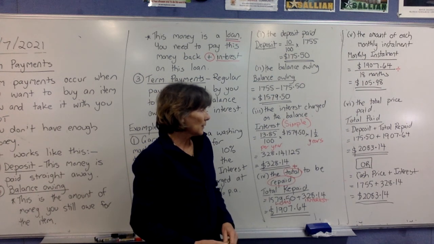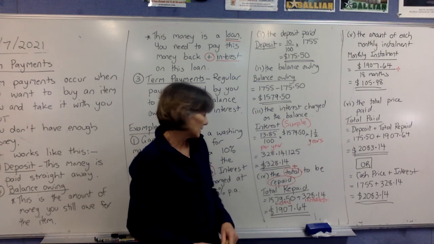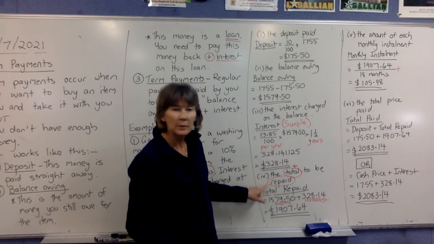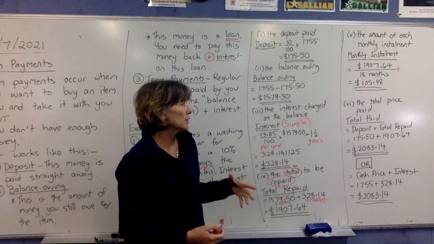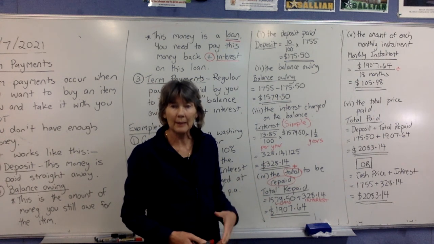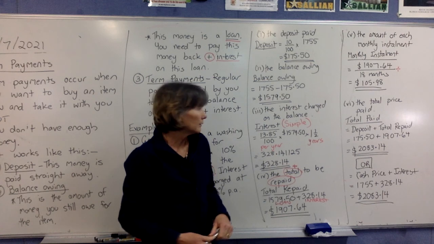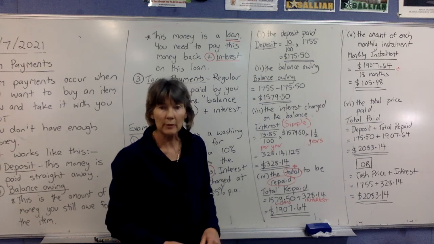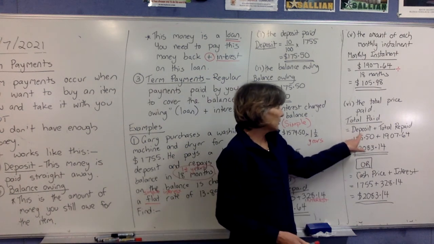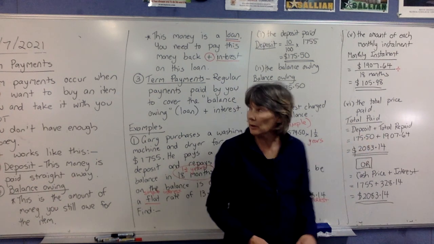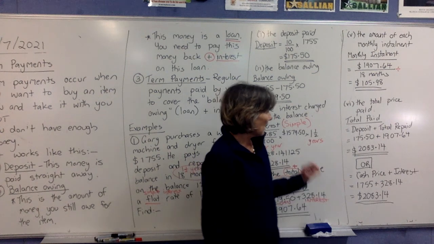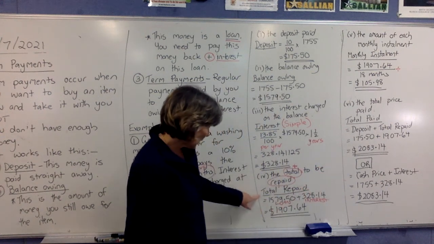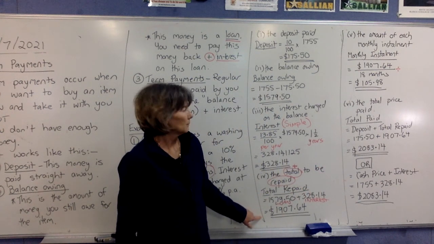Part 6, they're asking for the total price paid. Now people get it a bit mixed up with this one down here that says the total to be repaid. This is wanting to know, what did you actually pay for this washing machine and dryer? Well, there's two ways you can do it. You can say, well, I paid the deposit. I paid $175.50.